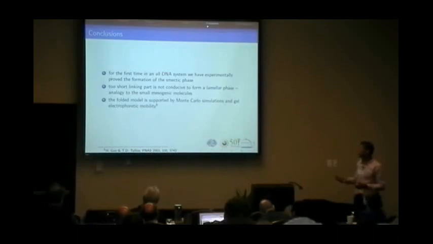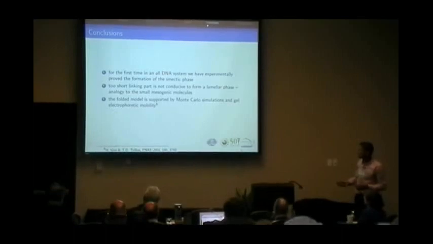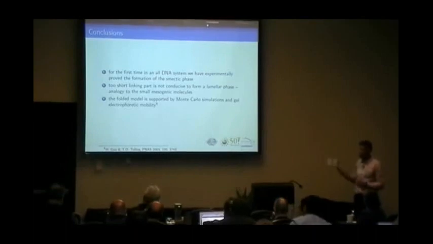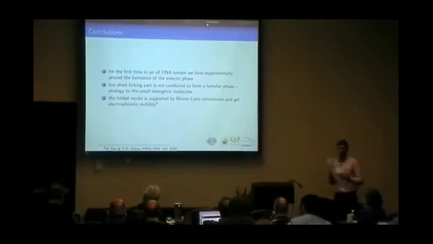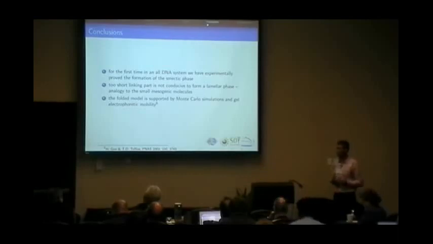And using the Monte Carlo simulation, we confirm that the folded model probably is most favorable. And additionally, Guo and Tullius, in 2003, performed a gel electrophoretic mobility experiment on gap DNA, which is something similar to our system, which shows that gap DNA with this flexible linker probably most favorably forms a folded structure. Thank you.